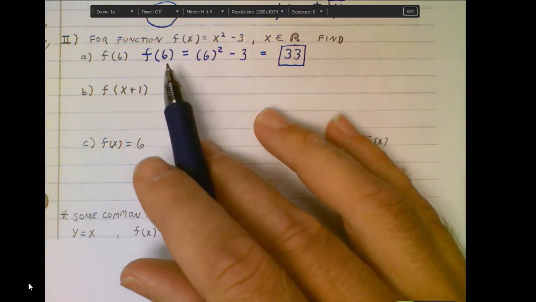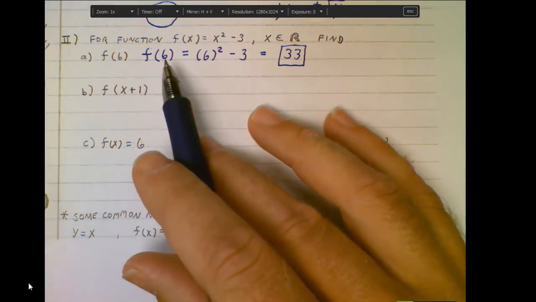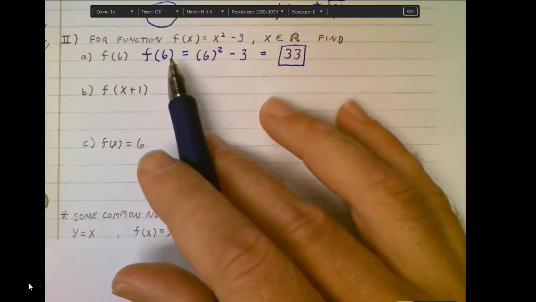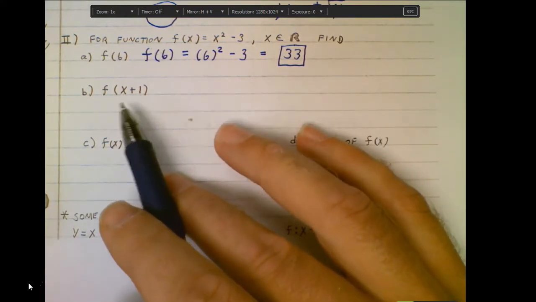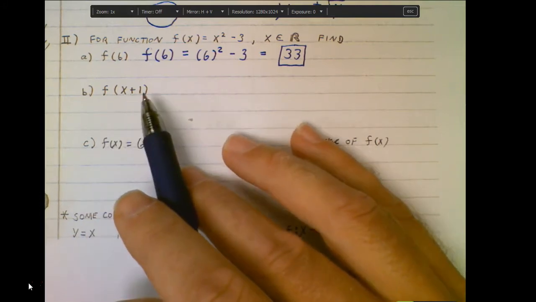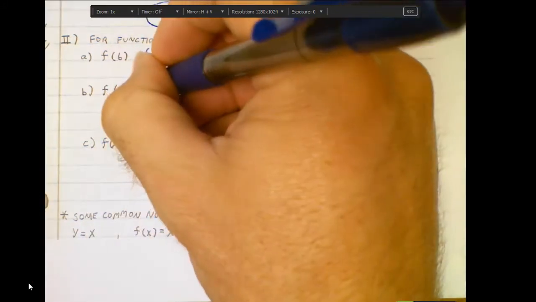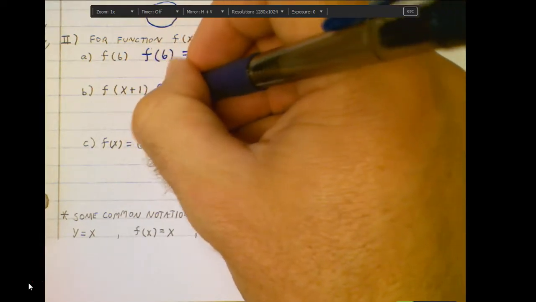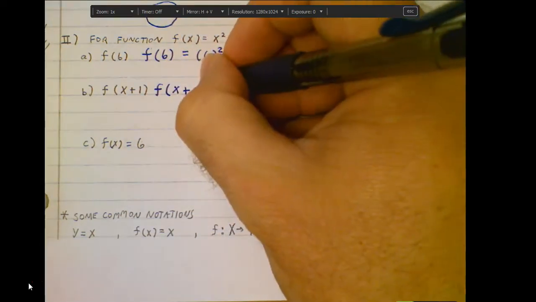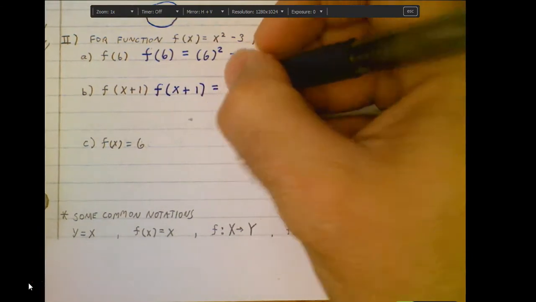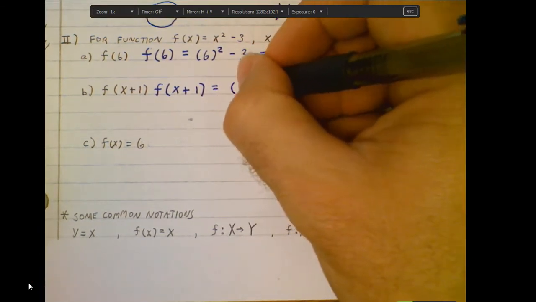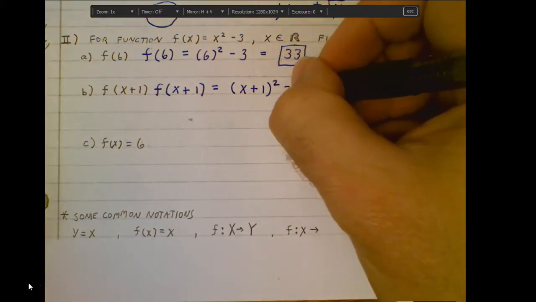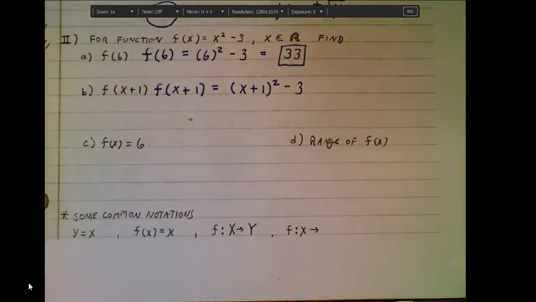All this tells anybody is that I plugged in a 6 for x. You don't do anything to this side of the function. It's just a notation. On this side, you can see we're now subbing in x plus 1 for x. So right now we're going to replace our x's with x plus 1. And again, the left side is just notation. The right side is where you do the work. And so I replaced my x's with x plus 1.